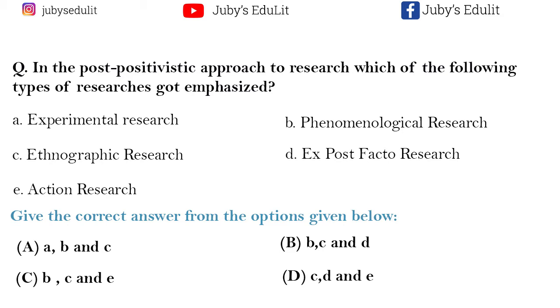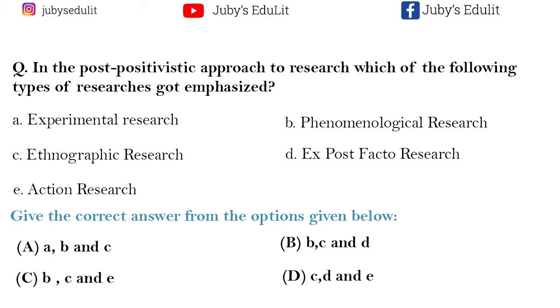And now coming to ex post facto research. Ex post facto research is conducted on a phenomenon after it has occurred. For example, the plane crash of 2020. It has already happened, and now what they are doing is researching what the reasons were for that. So it's ex post facto research.